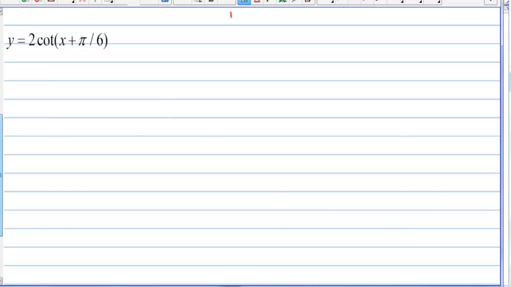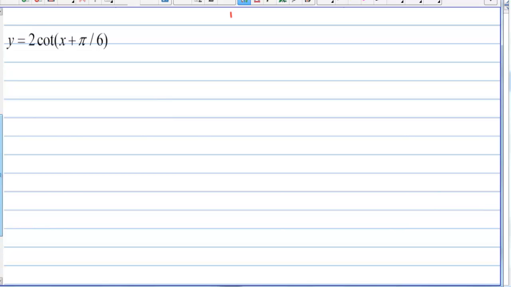Secant, cosecant, tangent, cotangent. They don't have amplitude. That's just sine and cosine. They don't have a top value and a bottom value. They're shooting off to infinities and negative infinities. So this 2 right here is not really amplitude. It just stretches the graph vertically by a factor of 2. It's one of your transformations. But it's not amplitude on cotangent.